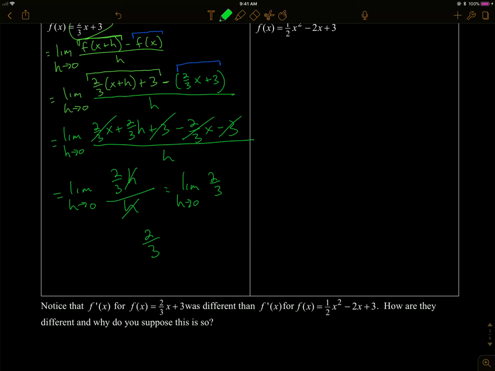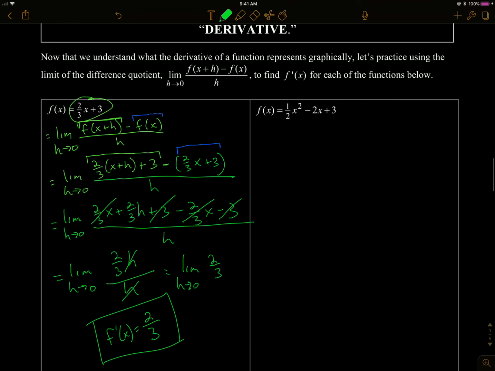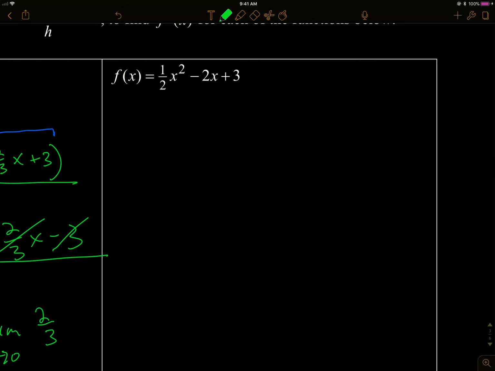So the derivative here is 2/3. That's interesting because this one did not have an x in it. Sometimes it won't. We're going to talk about why that is in a little bit. It was just a constant. The derivative was a constant. Let's do the same thing here.